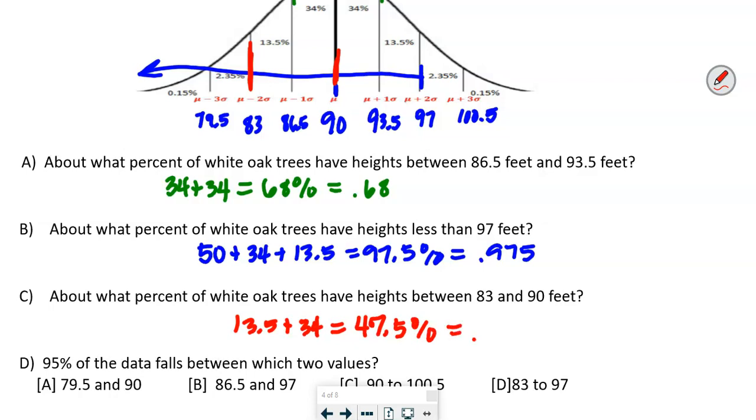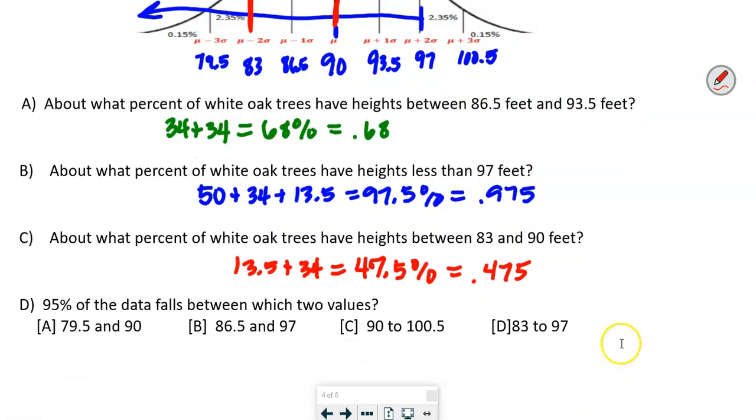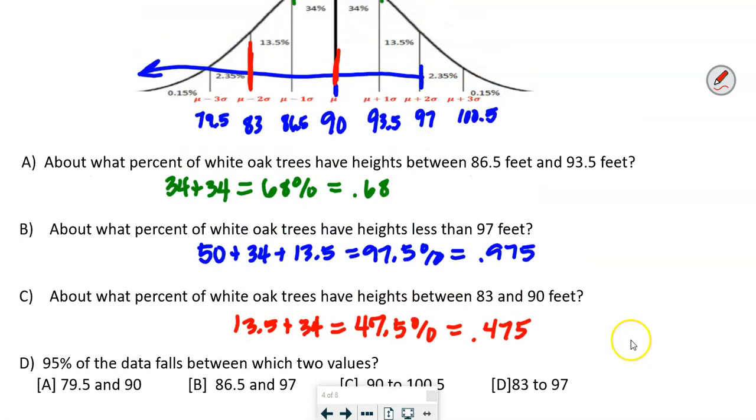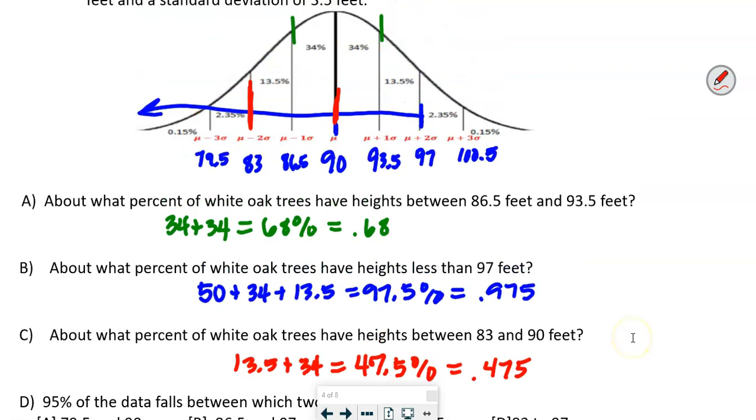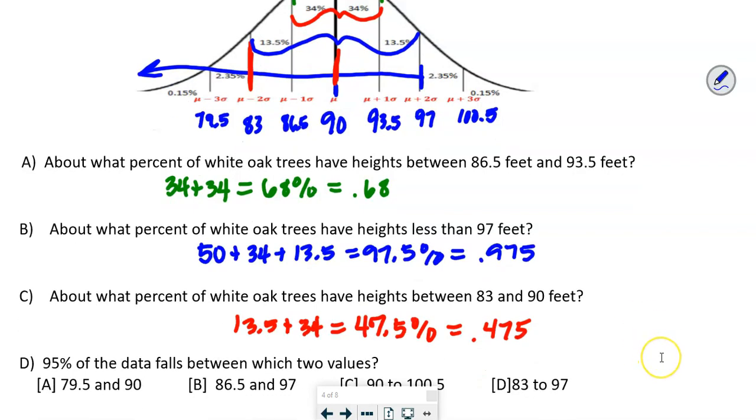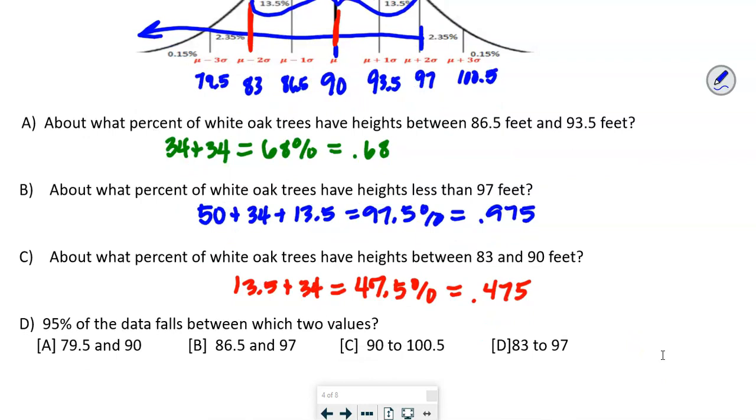And again, that's equal to 0.475 if you were to write it both ways. Okay, now this last one says 95% of the data falls between which two values, okay? So if you recall, this was 68%, right? Our next one was what? This was 95% of our data because the next one was 99.7%, okay? So what did we get then? Wasn't that between 83 and 97? It was indeed. So that was the answer D right there, okay?